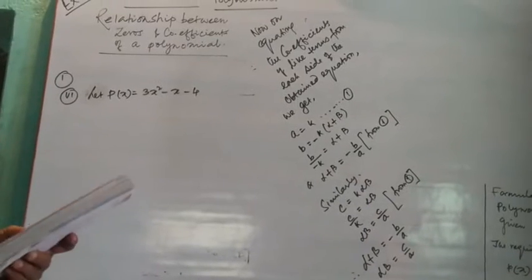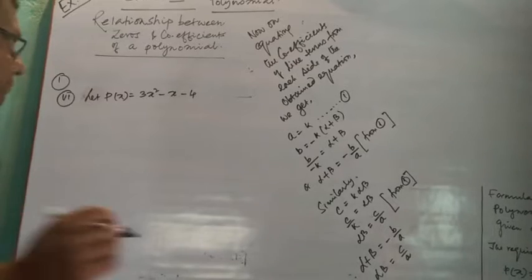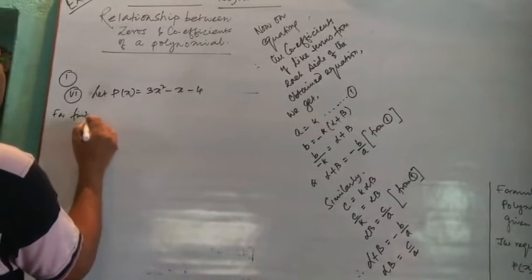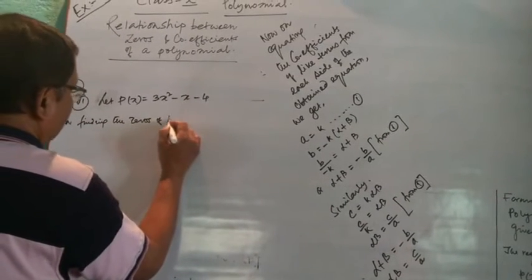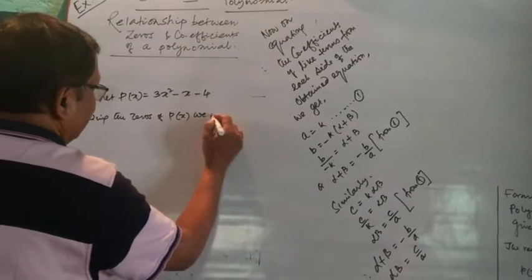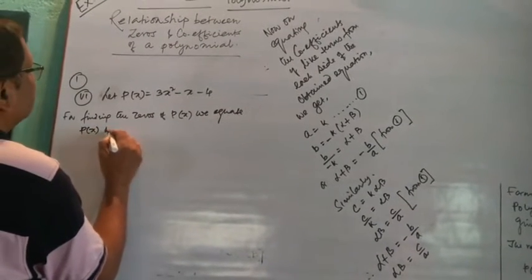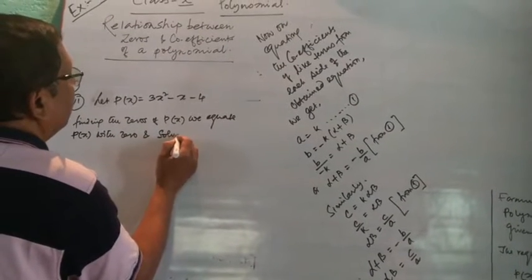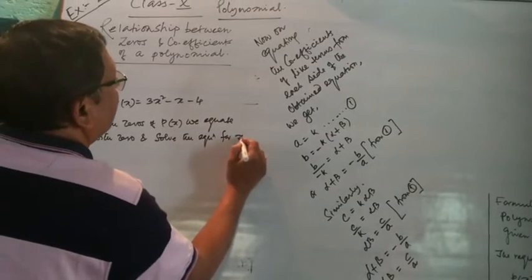Find the zeros of the quadratic polynomial and verify the relationship between zeros and coefficients. For finding the zeros of p(x), we equate p(x) with 0 and solve the equation for x.